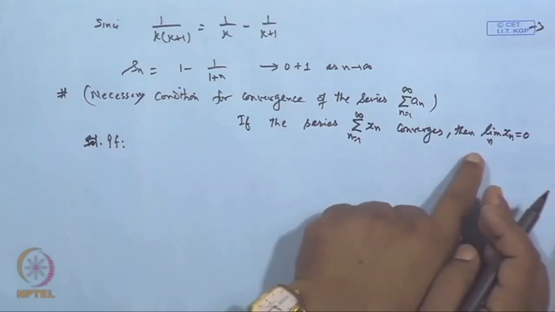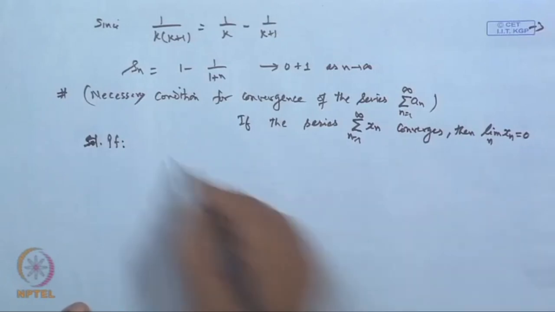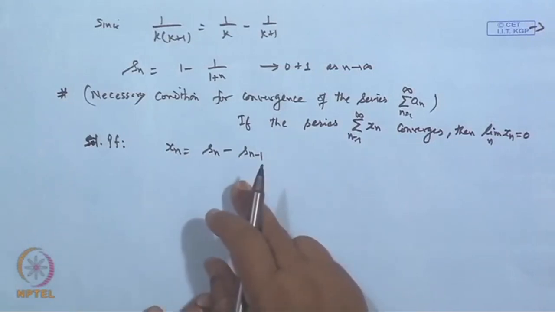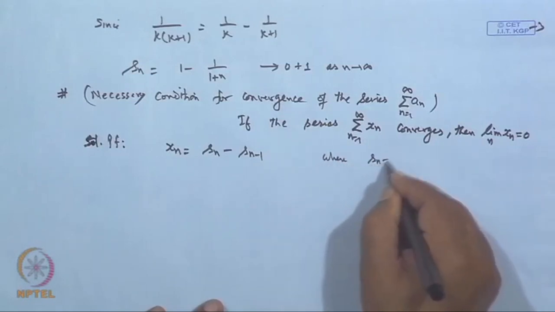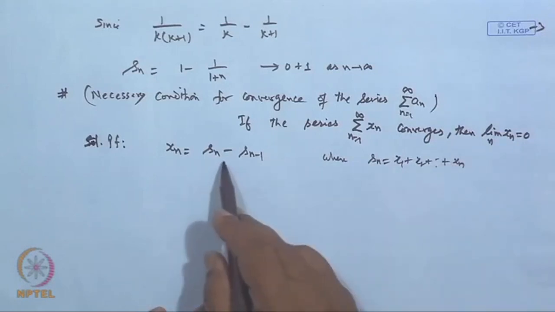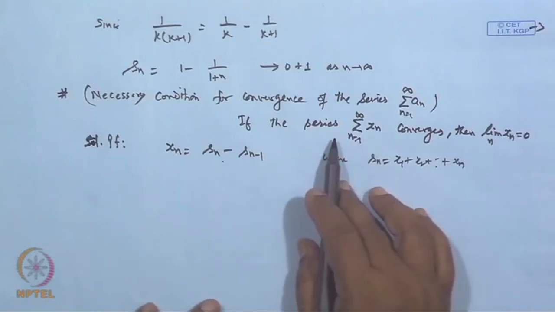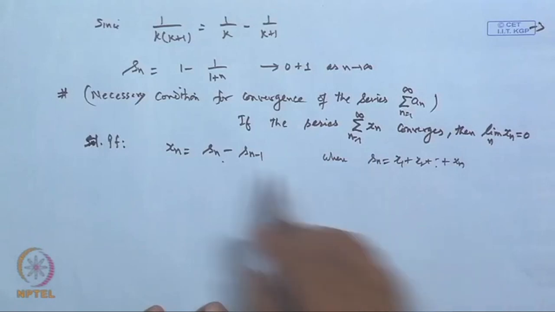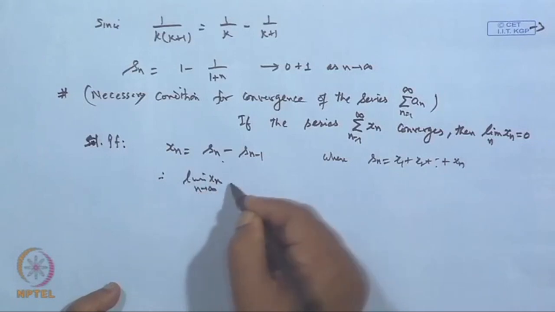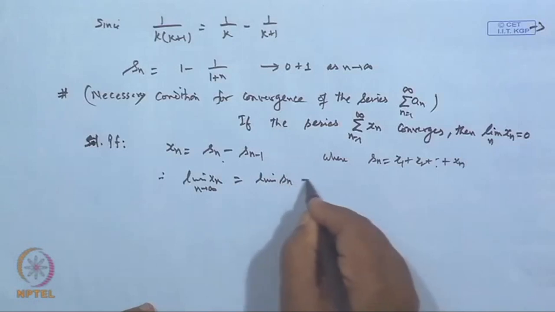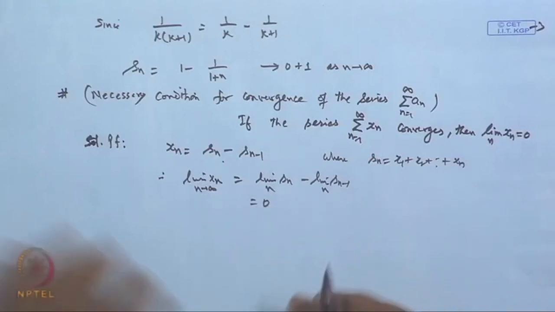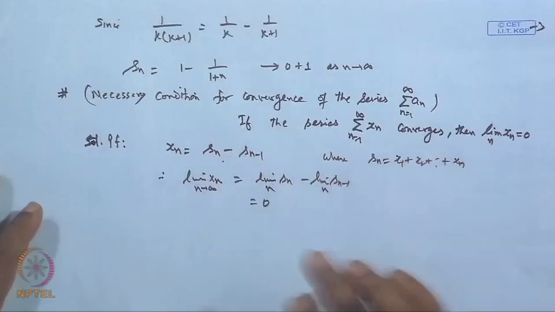So, what is our Sn? Xn is nothing but Sn minus Sn minus 1, because Sn stands for x1 plus x2 plus up to Xn. So, Sn minus 1 means up to Xn minus 1. So, when you subtract, you get Xn. Now, this series is convergent, so the limit of Sn will exist. So, limit of Sn and limit of Sn minus 1 will be the same. Therefore, limit of Xn when n tends to infinity will be the limit of Sn minus the limit of Sn minus 1. But both limits are the same. So, it will come out to be 0.